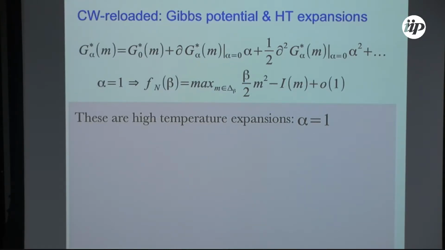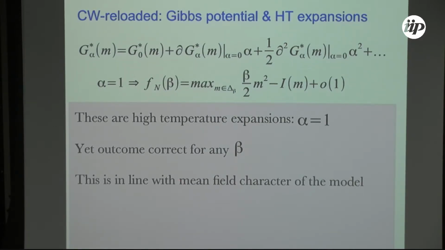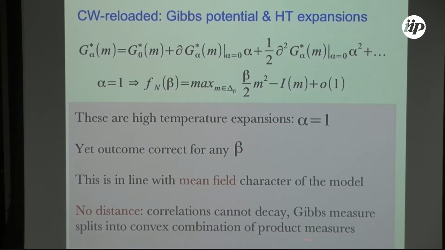Now, let me emphasize a couple of things. These are high temperature expansions, but the Curie-Weiss model without external field, like the one I'm using here, undergoes a phase transition. There is a high temperature and a low temperature regime, yet these expansions, with alpha at most 1, seemingly recover the correct free energy for any beta. This could be surprising, but in fact it cannot be, because this feature is in line with the mean field character of the model. The correlation cannot decay, and the Gibbs measure can only split into a convex combination of product measures. In this model the product measure property and the high temperature property are the same. They are two sides of the same coin. So it cannot be surprising that this approach works even at low temperature.